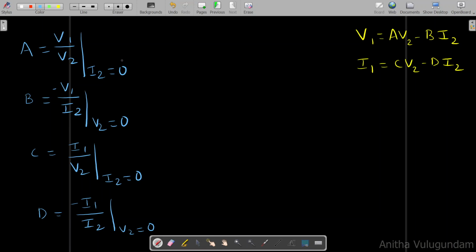Coming to the definition of A, here the condition is I2 equal to 0. So we can define it as open circuit. Next, the ratio is port 1 to port 2 ratio, so we can write it as reverse. And here the ratio is V by V, which is nothing but voltage gain. Therefore, A is defined as open circuit reverse voltage gain.